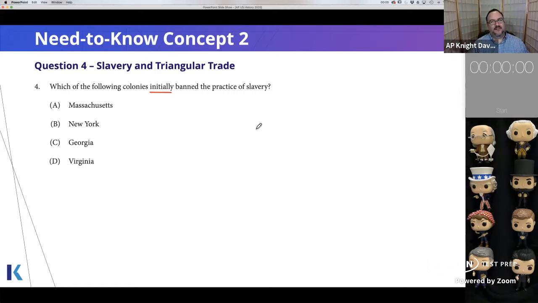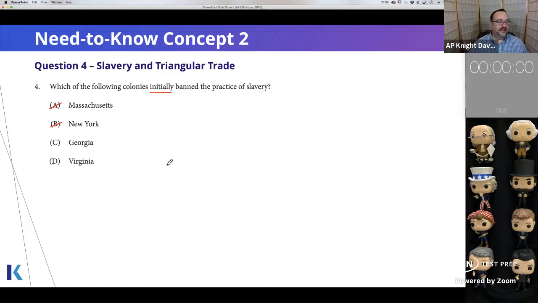is that saying that they did it at first and then they didn't do it anymore? The North, it's banned and it's banned, and so once it's banned, it's gone. Some of them went from allowing it to not allowing it, but who went from not allowing it to allowing it? So immediately, just like Brooke was saying, I'm gonna knock Massachusetts and New York out of there. It's either Georgia or Virginia.